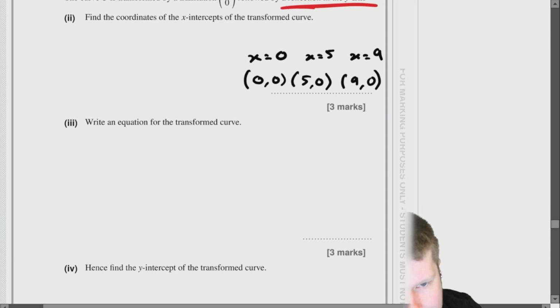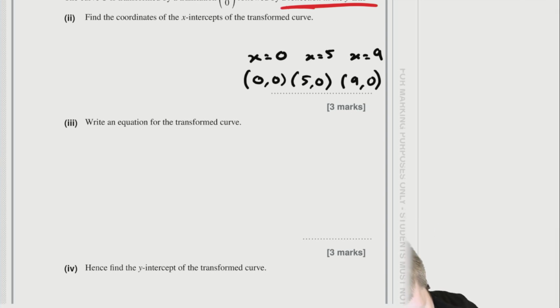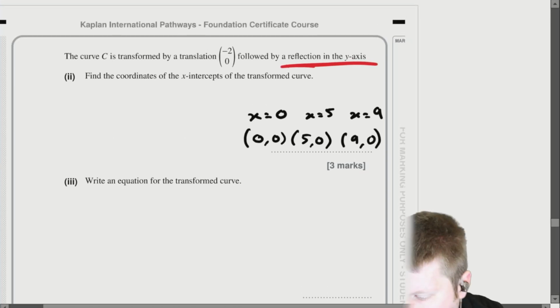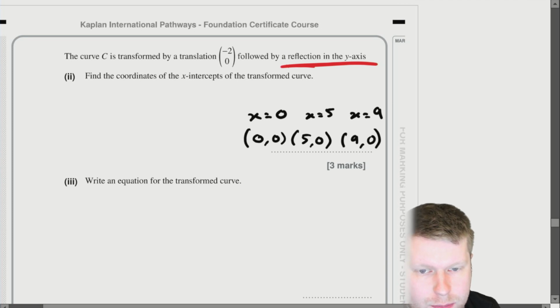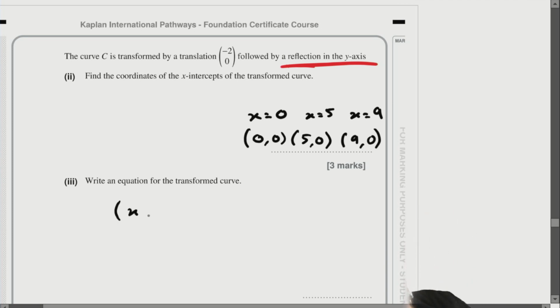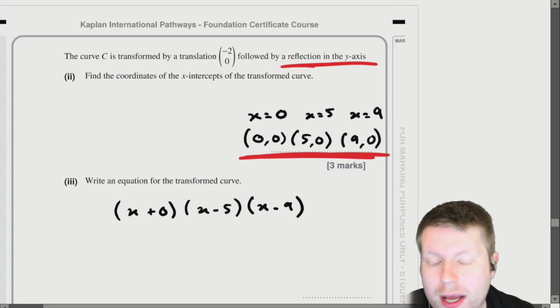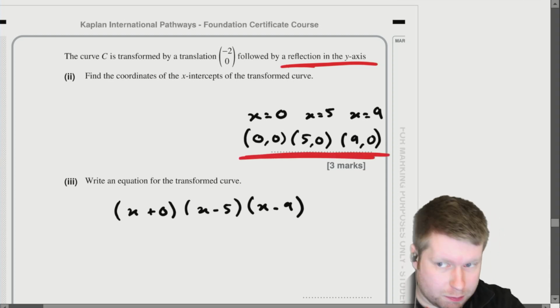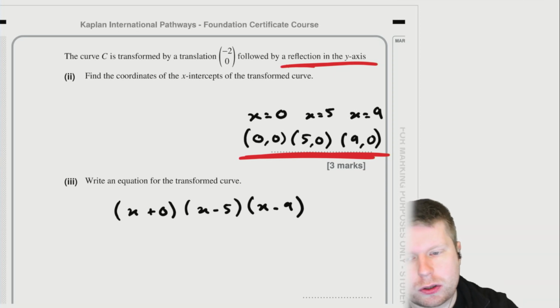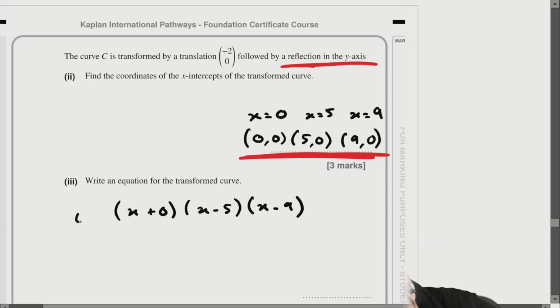So the key here is to realise that, first of all, we're just going to take our curve and basically write it as roots. So we're going to have x plus 0, and then x minus 5, and x minus 9. Again, what I'm looking at here is this thing up here. I'm looking at the roots that I found in the first part. Again, if you got the wrong roots in part 2, you would still have scored marks down here. So it would have looked something like this.